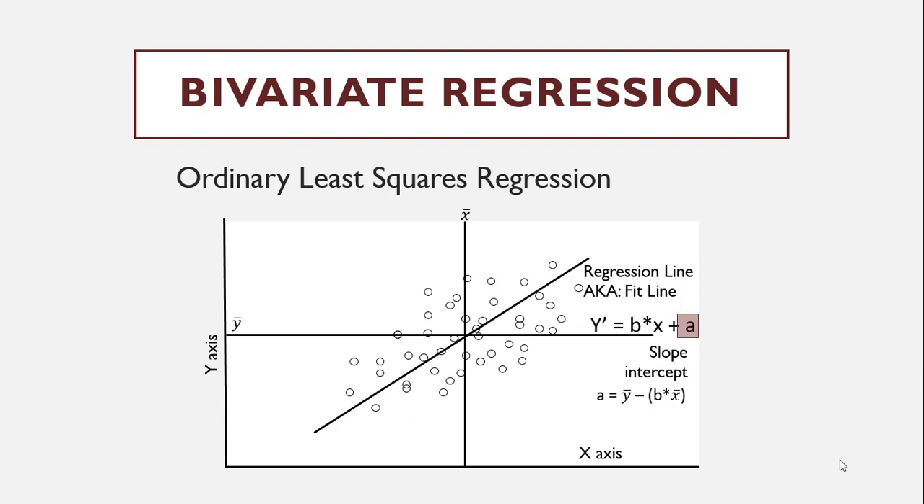And then once you have b and you have a, you can plug in any value of x that's useful to you, and then get y prime. So for example, if we know that the average IQ in the population is 100, maybe we want to plug that value in and say, when you have an average IQ, what is the average predicted income for individuals? And so we could then get the value that way.